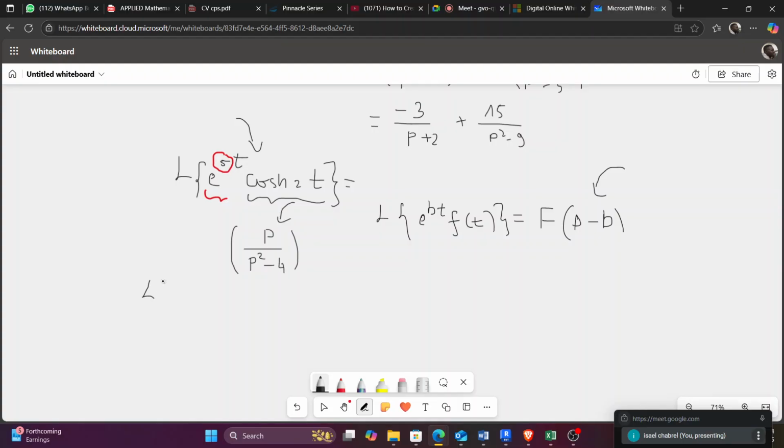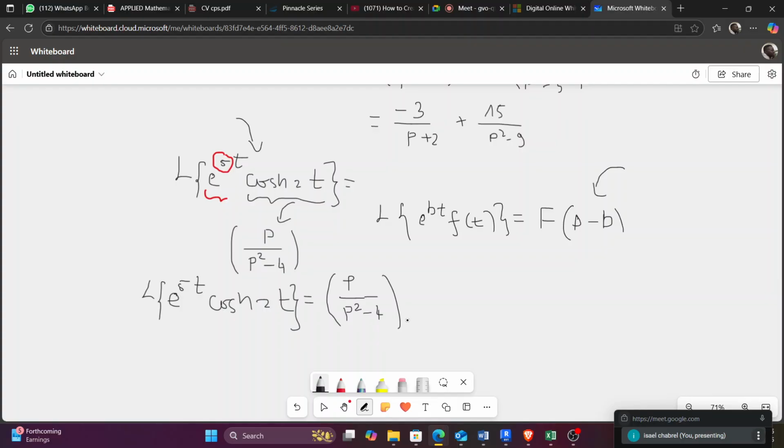You'll have the Laplace of exponential 5t cos 2t like this to be equal to, you write the solution of this guy here, which is p over p square minus 4. You write like this. Now, this is just the beauty of the math. That's what I'm writing now.